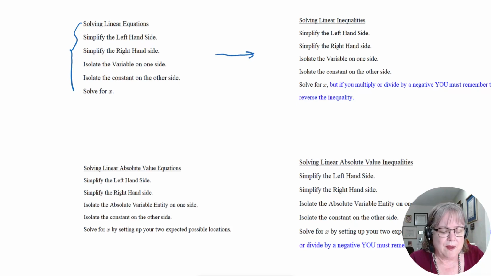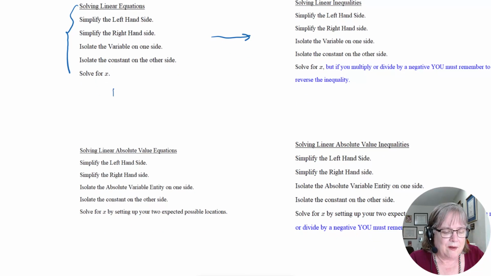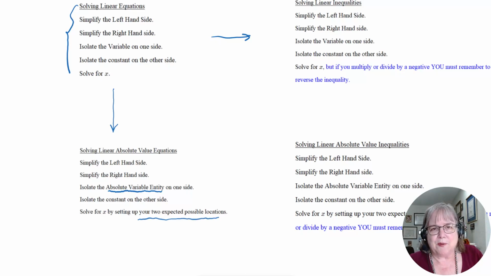And then when we went from plain old linear equations to absolute value equations, it was still simplify the left, simplify the right. But in this case, we didn't just isolate the variable. We isolated the absolute value bars and whatever was inside there. And then we solved for x, not just doing regular algebra like adding, subtracting, multiplying, dividing. We had to set up two solutions, two locations, as it were, to solve this.